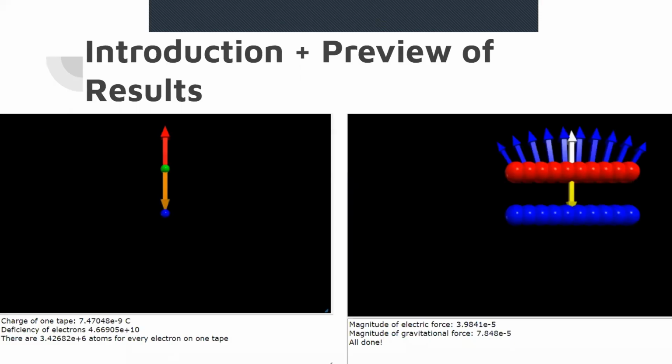The purpose of this experiment is to experimentally calculate the temporary charge of a tape when quickly ripped from another piece of tape. The tape would otherwise be neutrally charged. See a brief preview of the results of the lab.